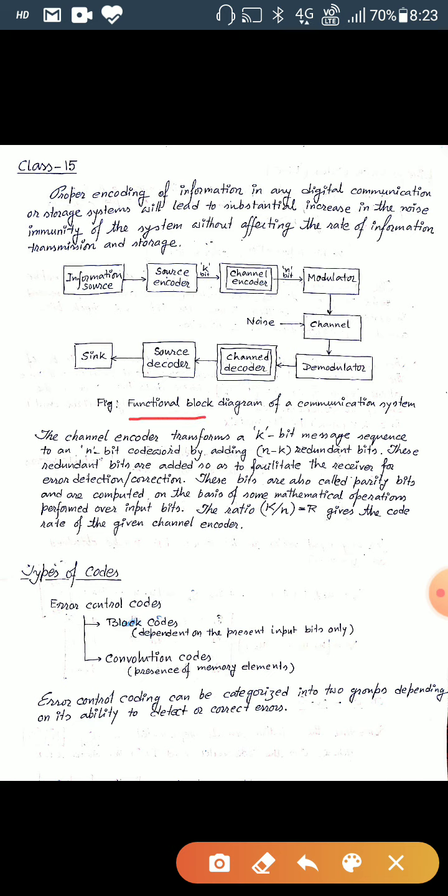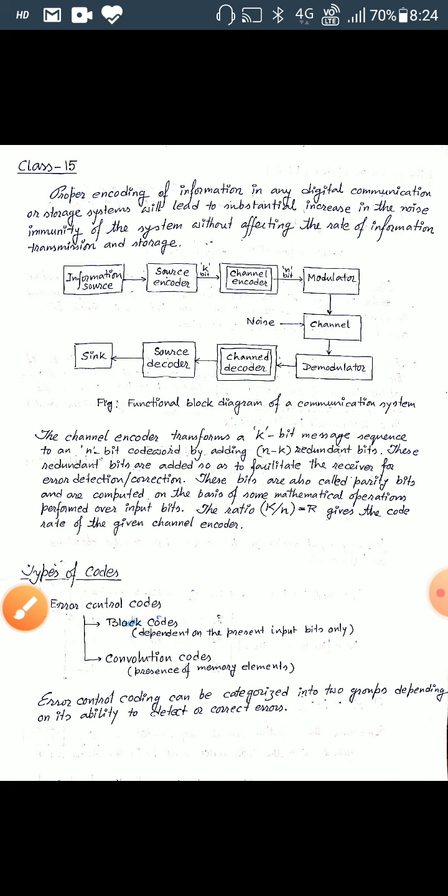This is the functional block diagram of a communication channel, where a source is present which generates the information, and on the output or destination side a receiver is present. Let this be the sink. At the source side, a source encoder is present which generates the k-bit message signal, and a channel encoder converts it into the form of an n-bit code word.